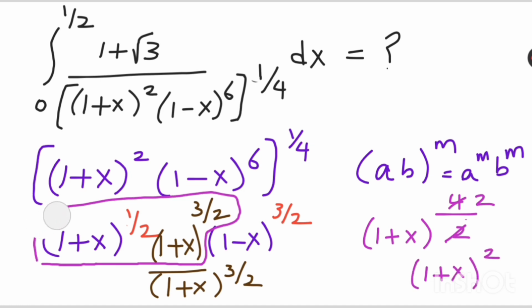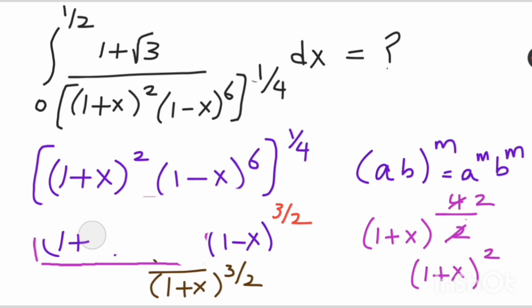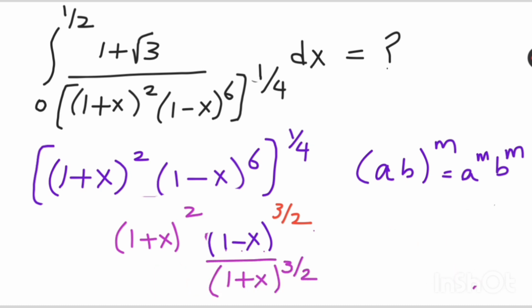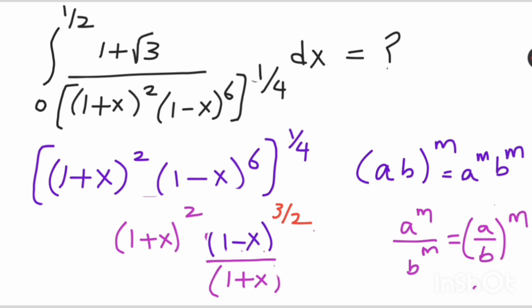So after multiplying and dividing by (1 plus x) raised to the power of 3 over 2, we get this (1 plus x) whole raised to the power of 2. And then we have (1 minus x) whole raised to the power of 3 over 2 divided by (1 plus x) whole raised to the power of 3 over 2. These two exponents are the same, so now it is in the form of a power m over b power m. When exponents are the same, we can write this as (a over b) whole raised to the power of m. So use that property here. We can write this as (1 minus x over 1 plus x) whole raised to the power of 3 over 2. After simplifying we got this, but still it is difficult to do the integration.